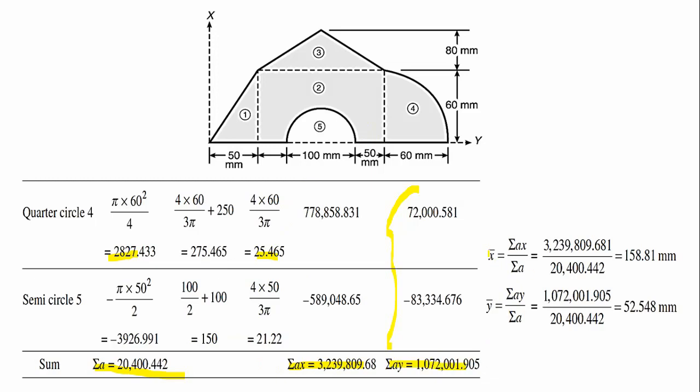The next is, we will calculate the x bar and y bar values. X bar is summation of ax divided by summation of a. Summation of ax is here, summation of a is here. We will divide this, we will get the answer as 158.81. Similarly, y bar is summation of ay divided by summation of a. Summation of ay is here, divided by summation of a, which is 20,400. You will get the answer, y bar.